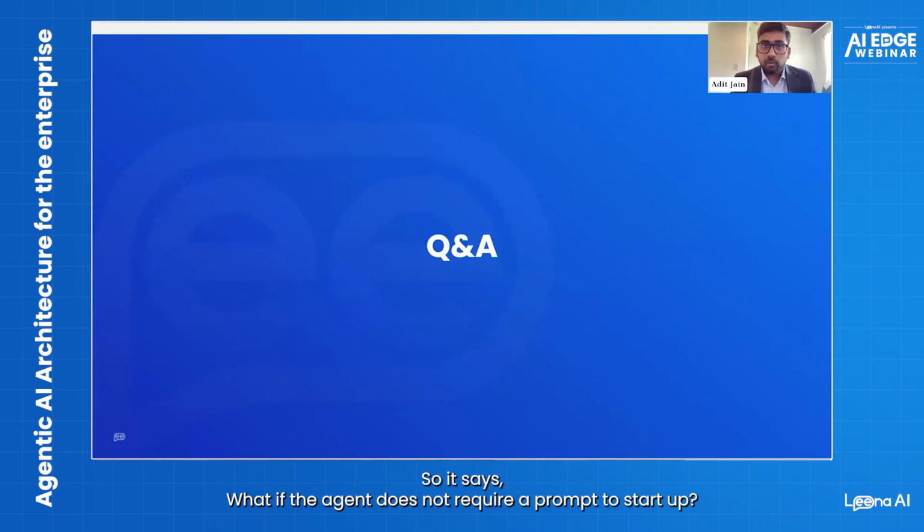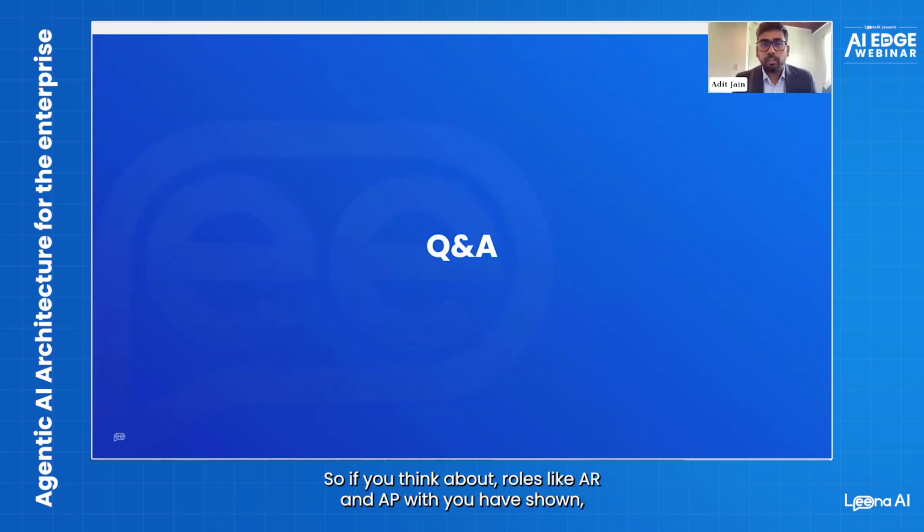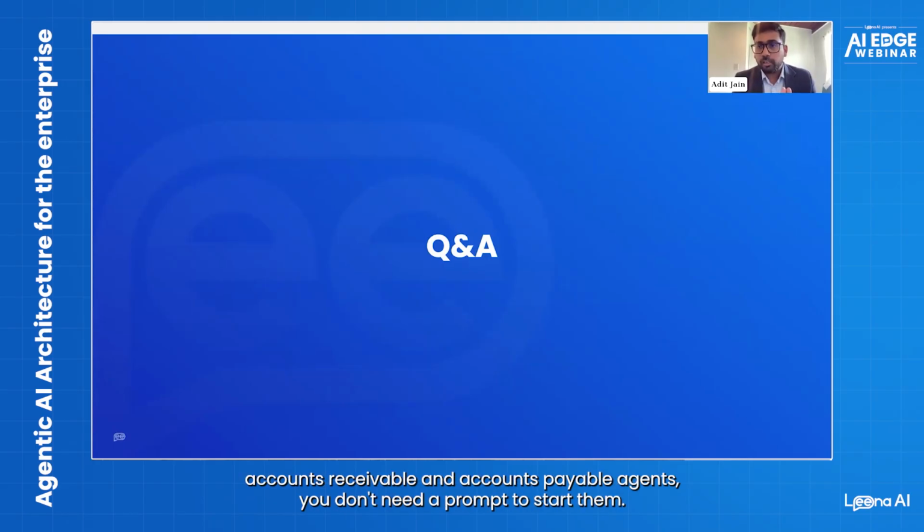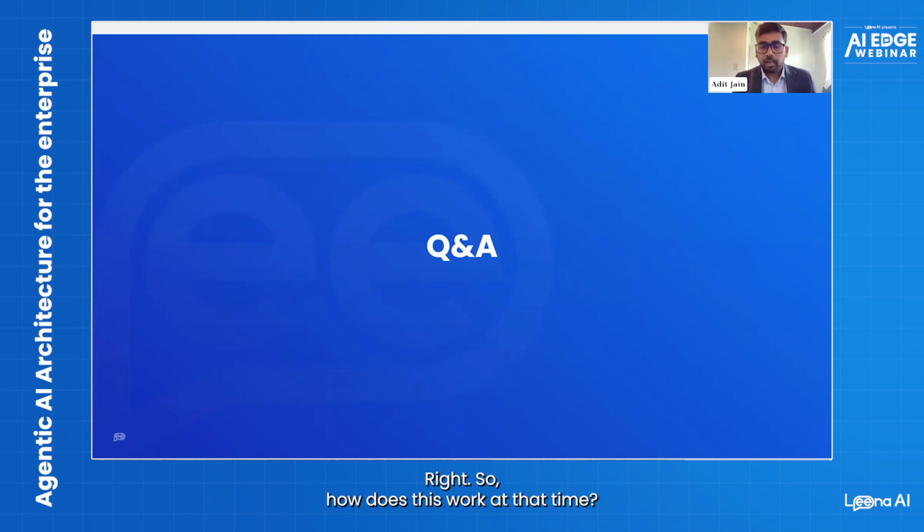So it says, what if the agent does not require a prompt to start up? If you think about roles like AR and AP, which you'd shown, accounts receivable and accounts payable agents, you don't need a prompt to start them, right? So how does this work at that time?